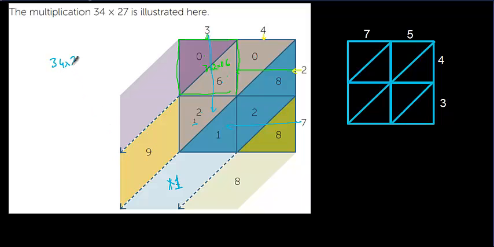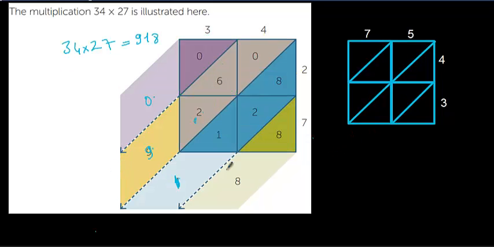34 times 27. Here this was the last one and it was 0, that's why I didn't care about that one. 0910918 it's going to be, which is equal to 918. You can check by using your calculator.